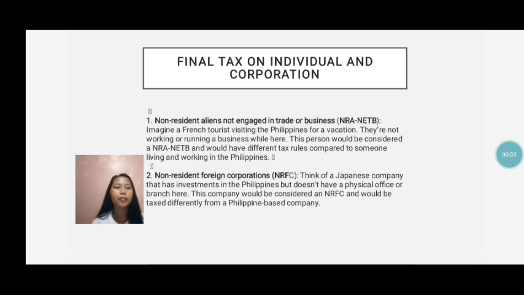Final tax on individuals and corporations. Number 1 is non-resident aliens not engaged in trade or business. Example, Maria is a citizen of the United States and lives in New York. She owns a condominium in Manila, Philippines. Maria is considered a non-resident alien not engaged in trade or business in the Philippines because she's not a resident in the Philippines.